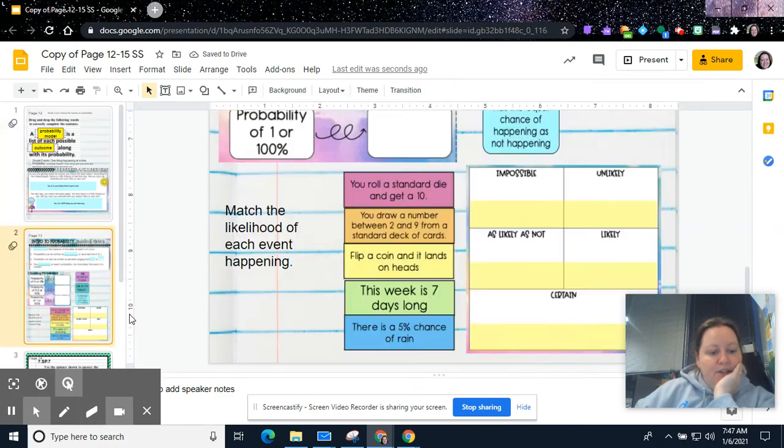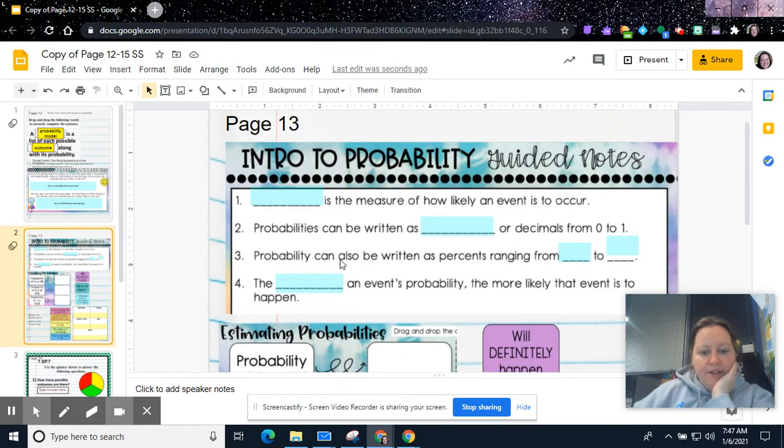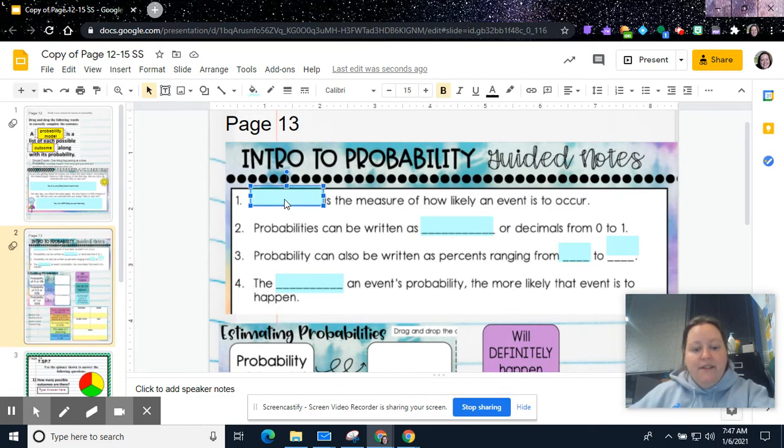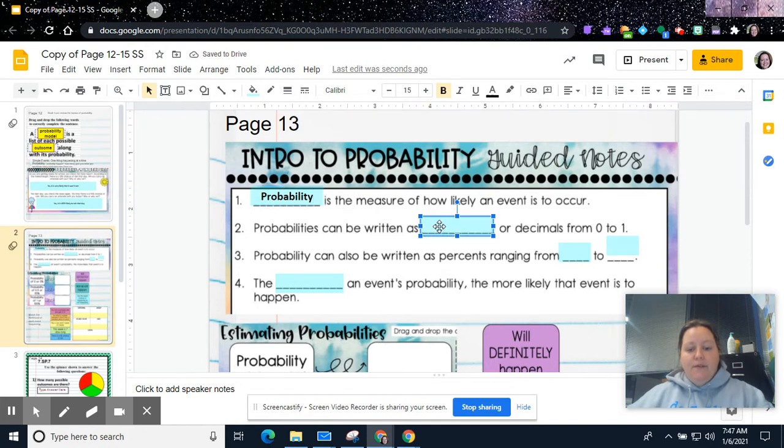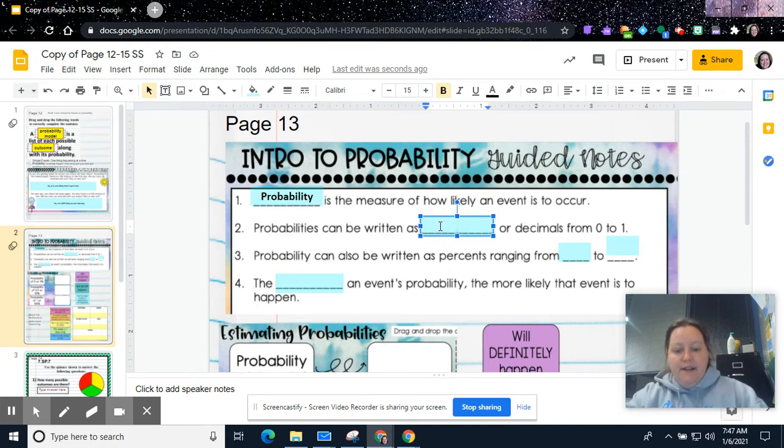So then looking at page 13, we're going to first do some guided notes here. Blank is the measure of how likely an event is to occur. And so that's going to be probability. Probability can be written as a blank or a decimal. So the other part, decimals can also be listed as fractions.